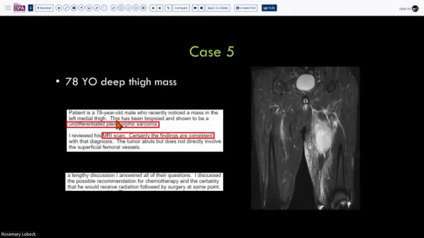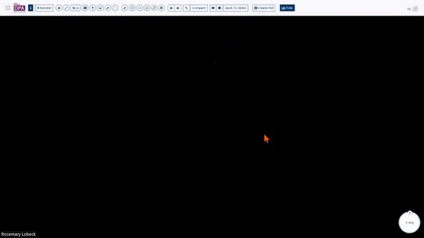So it was biopsied, and it was actually called an undifferentiated pleomorphic sarcoma. And then the surgeon sees this and says, I reviewed the MRI scan as well. I looked at the biopsy and certainly the findings are consistent with the diagnosis, right? And they are discussing chemotherapy and radiation therapy. So let's see what this biopsy actually showed.